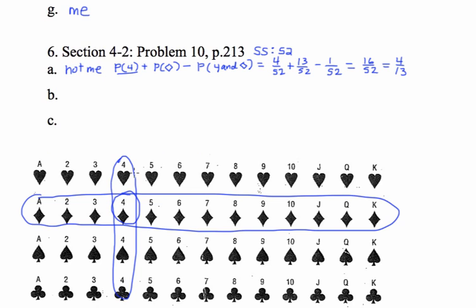Now let's take a look at this. If you just circled these, the 4s and the diamonds, and just count everything that's in that group. 1, 2, 3, 4, 5, 6, 7, 8, 9, 10, 11, 12, 13, 14, 15, 16. That brings you right here, 16 out of 52. So you can do the problem without the formula if you just count up the things that are 4s or diamonds.